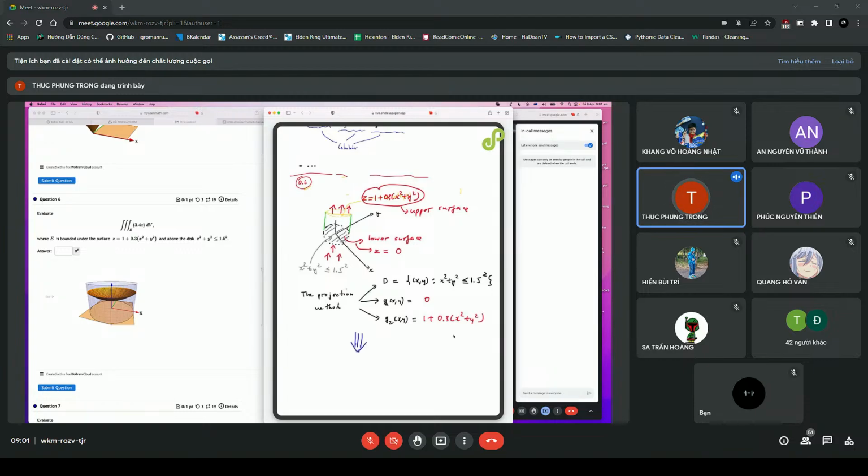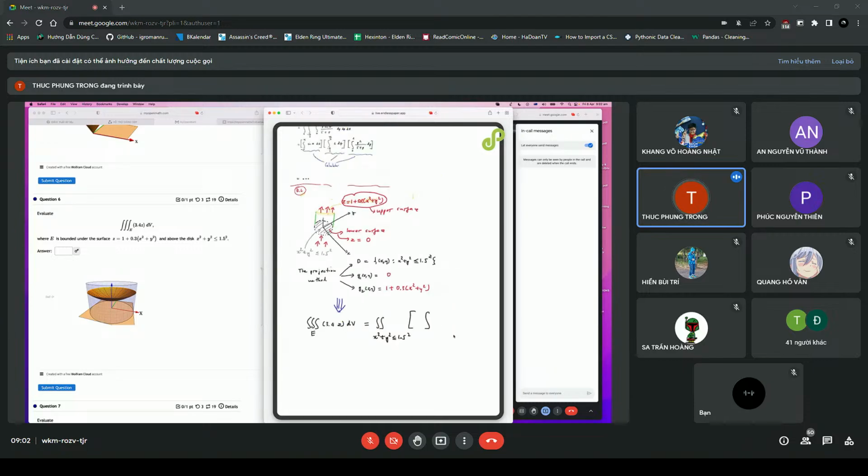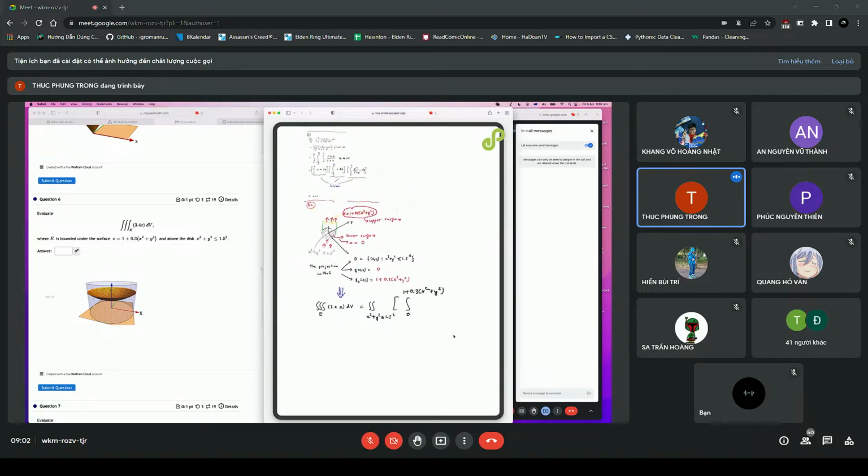So in the question, we need to evaluate the triple integral of the function 3.4z dV according to the projection method. First, we have the double integral right here over the domain D. And then inside, we have a definite integral. Right here, we have a function z1, which is 0. And up here, we have a function z2. And inside, of course, still the function f. And this should be dz. And outside, we have dA.